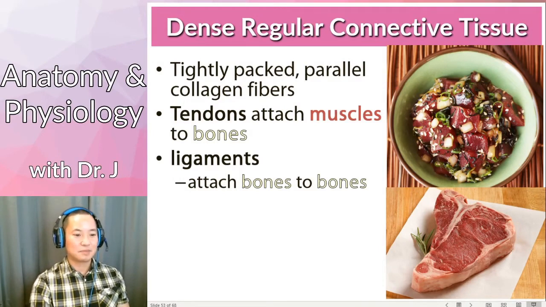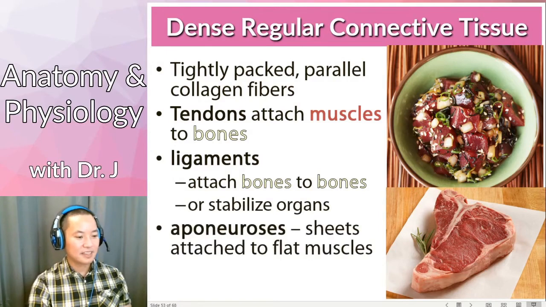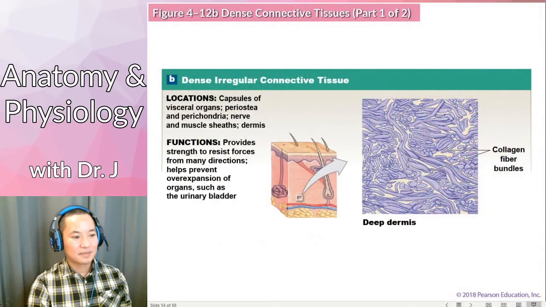Ligaments attach bone to bones. They're both types of dense regular connective tissue. They have a lot of collagen, but it depends on what they're attaching to each other. And then aponeuroses, compared to that, are more like flat sheets rather than those thread-like tendons or ligaments. But we'll cover that.